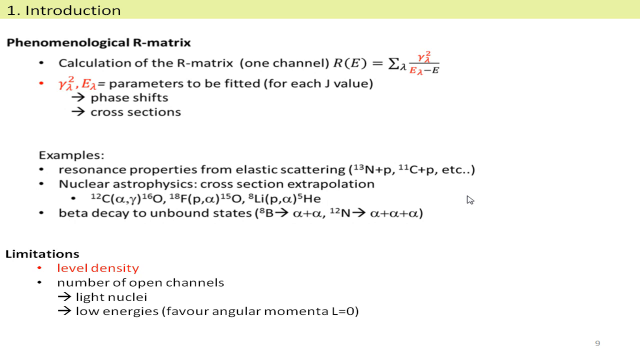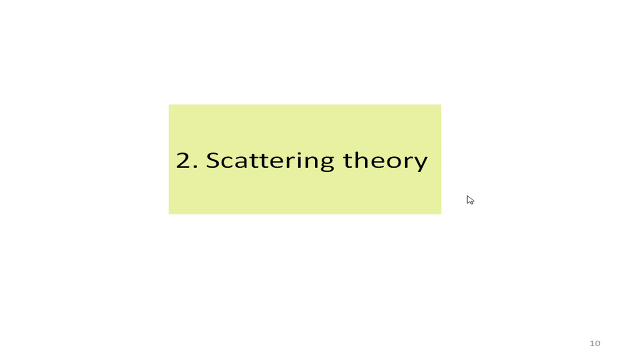Another problem is associated with the number of open channels. So this simple expression for the R matrix assumes a single channel. But of course, when you have many channels, it gets more and more complicated. You have more and more parameters. So from these two requirements, you easily see that the R matrix is well adapted to light nuclei, because in light nuclei, the level density is in general rather low, and at low energies, because also the number of open channels is low and the level density is low.